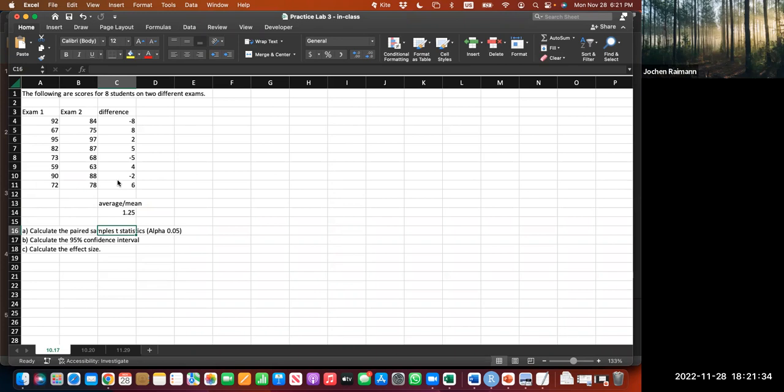So we have here now these two exams. We have a difference. We have an average, which is 1.25. Doesn't necessarily scream like it's going to be significant, particularly.